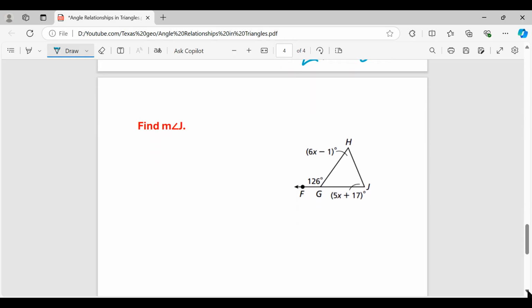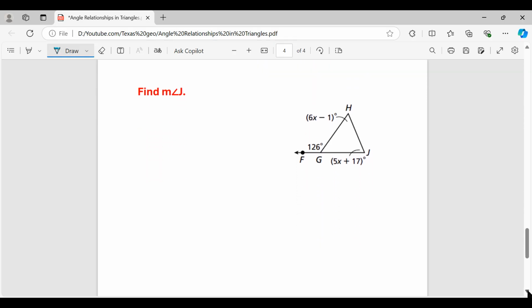Okay, so here we have a question based on the exterior angle theorem. Find the measure of angle J. Where is angle J? Here. This looks like I. Okay, whatever. Let's say this is I. So find the measure of angle I. Okay, let's see what angles are given. Here you have the exterior angle, 126 degrees. Here you have one interior angle, 6x minus 1. And this is the one which we need to find.